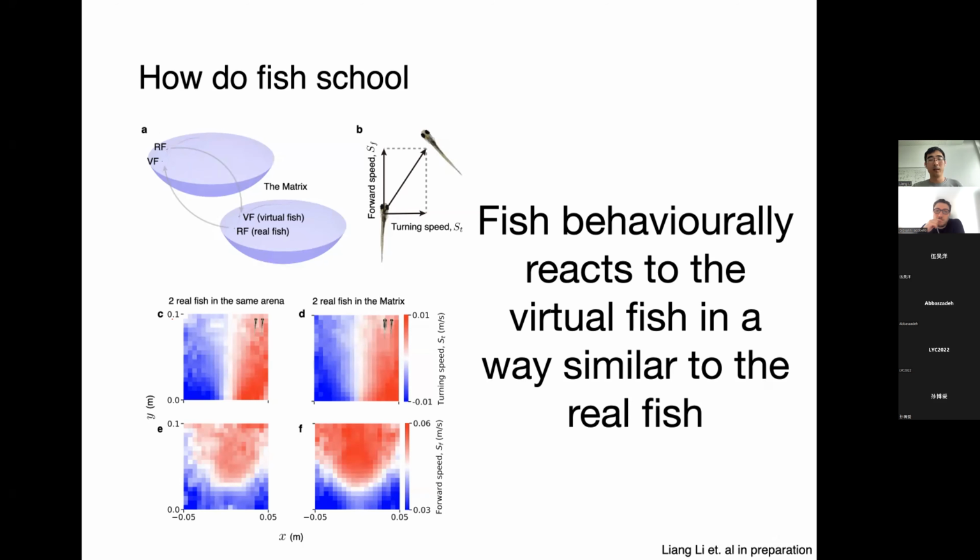fish system here. So we can still do the analysis, like turning speed and forward speed as a function of neighbor's position, but now the neighbor is a virtual fish, which is controlled by a real fish. And you can see they are very similar. This indicates that fish behaviorally react to the virtual fish in a way very similar to the real fish. So we can study behavior questions, but we still can't answer the philosophy question, of course.